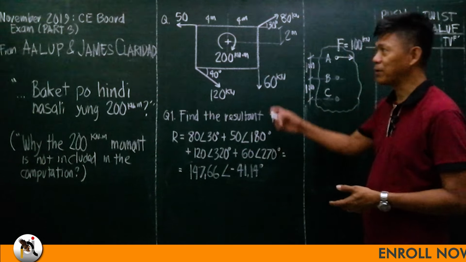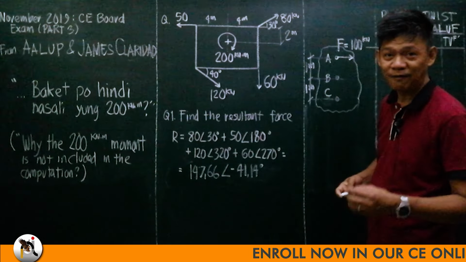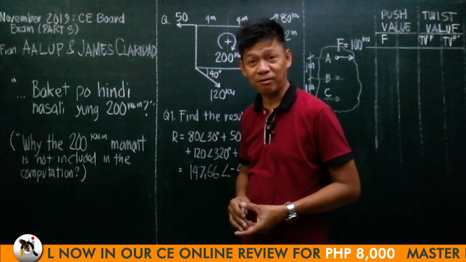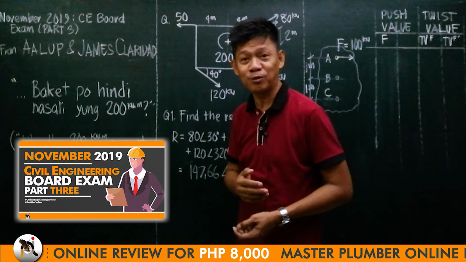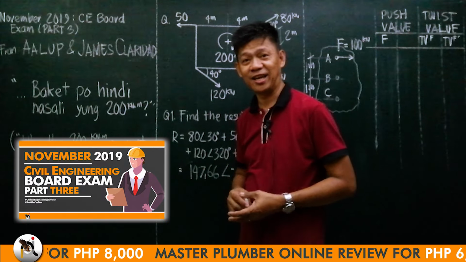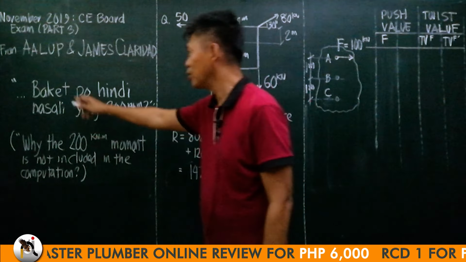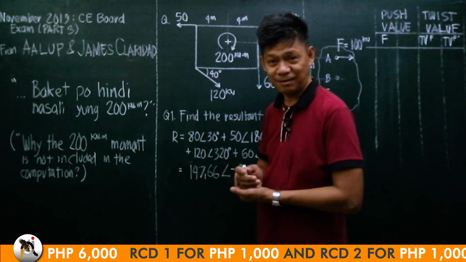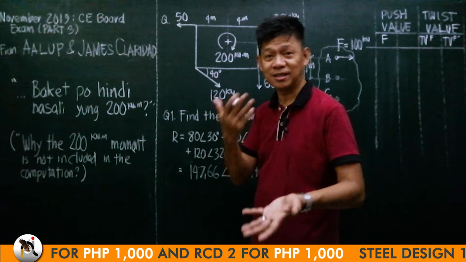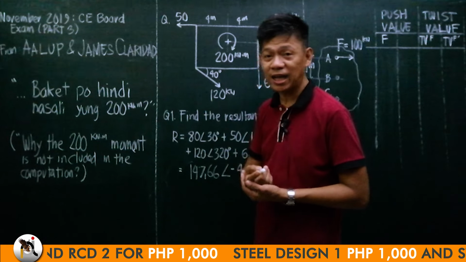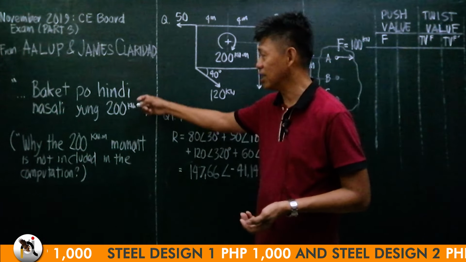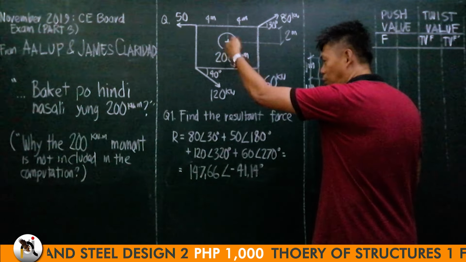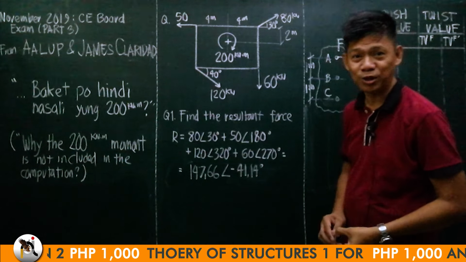Now, I presented this problem in one of our video lectures, November 2019 CE Board Exam Part 3. So just look for the discussion of that in this channel. I want to address the question of Aalup channel and Mr. James Claridad. Their questions are the same: Bakit po hindi nasali yung 200 kN? Translating it into English, why is the 200 kN moment not included in the computation?